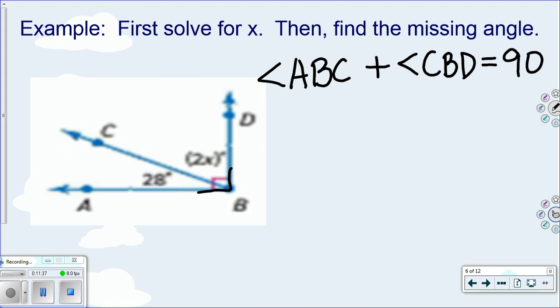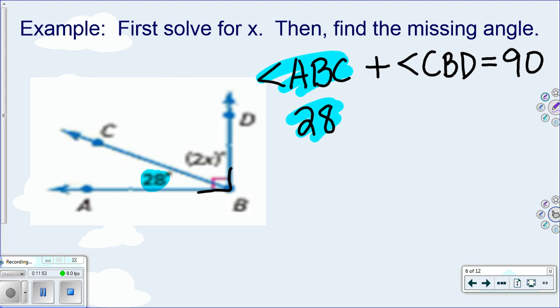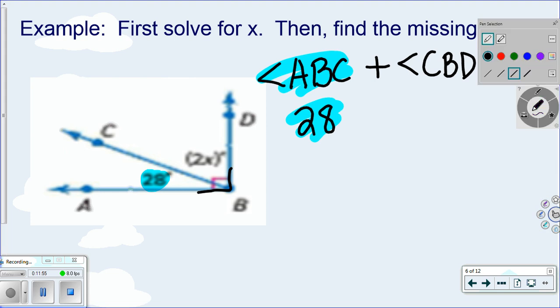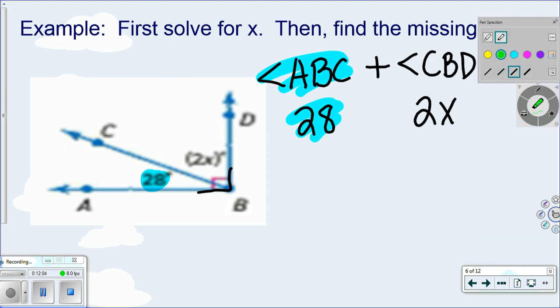Yet again, we have to solve equations. What do I have to do first? Subtract 28 from both sides. 28 minus 28 cancels out. I'm left with 2x is equal to 62. Divide both sides by 2, and x is equal to 31. So we solved for x. X is equal to 31. But what is the measure of this angle?